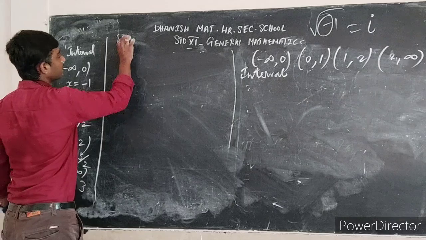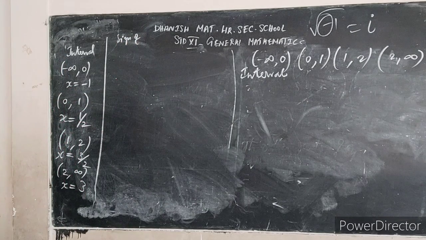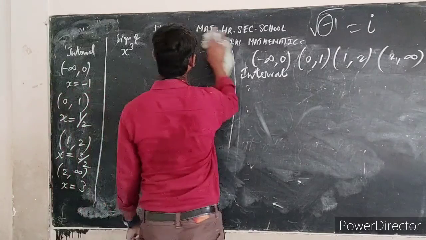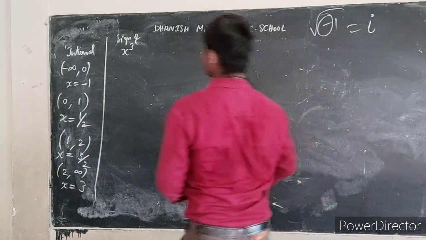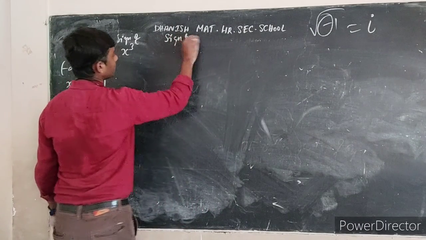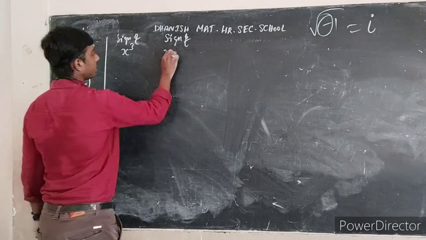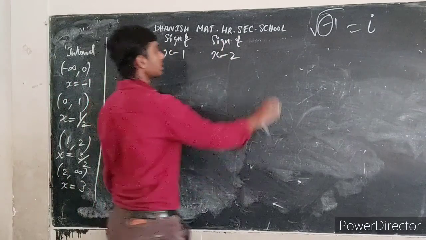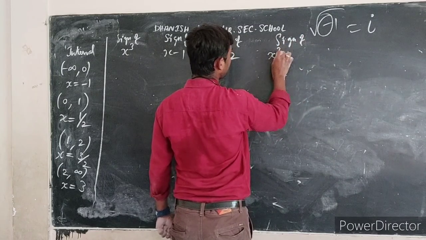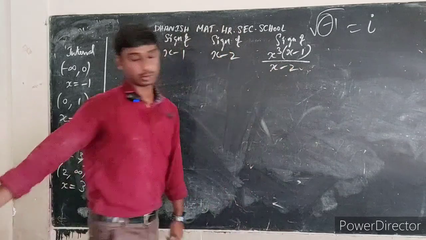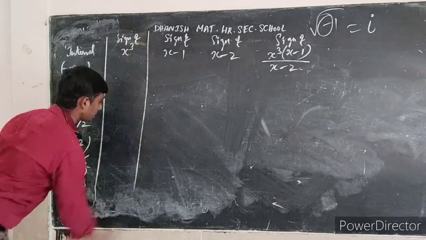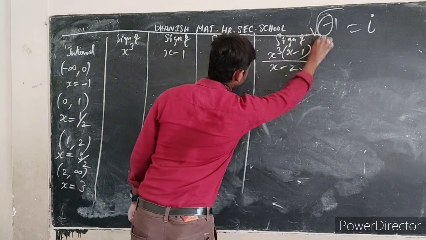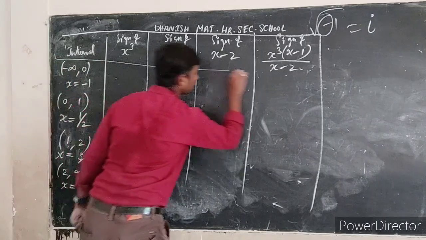So what are the signs of the values here? The first sign is of x cube, the second sign is of x minus 1, and the third sign is of x minus 2. The total sign is of x cube into x minus 1 divided by x minus 2. So these are the signs here. Whatever procedure you followed in 2.6, we follow the same procedure here. Just write the sign only.